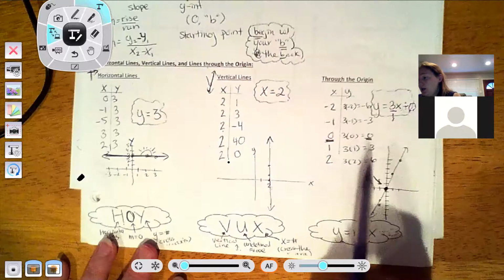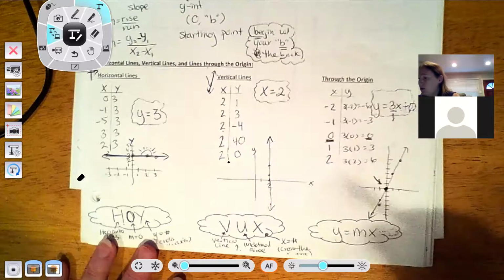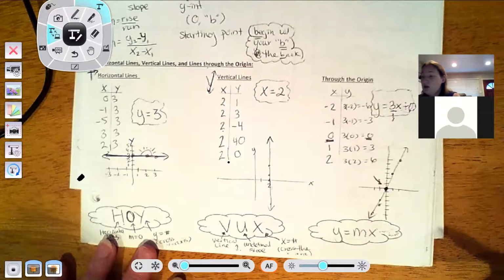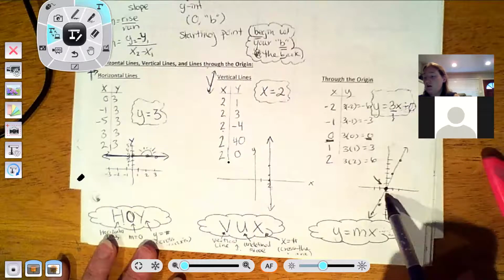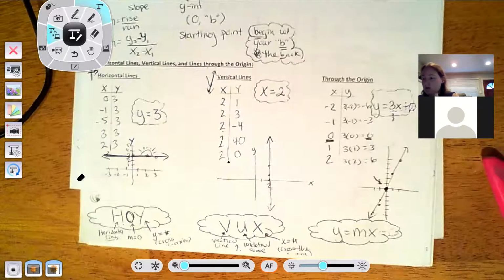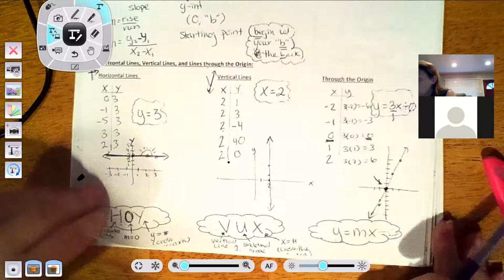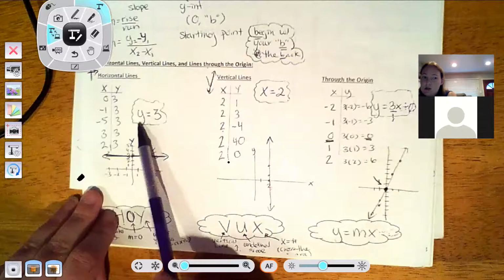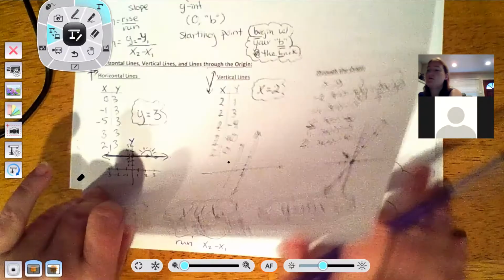And if you did a t-table, you get that. So t-tables are always a great default if you're not sure what kind of line it is, if it's horizontal, or if it's vertical, or if it's going through the origin, or if it's just some other sloped line. So if there's just a y or just an x, those are the horizontal and vertical cases.